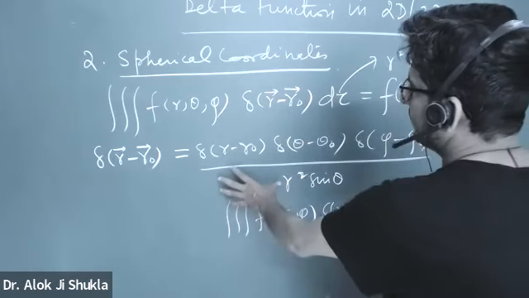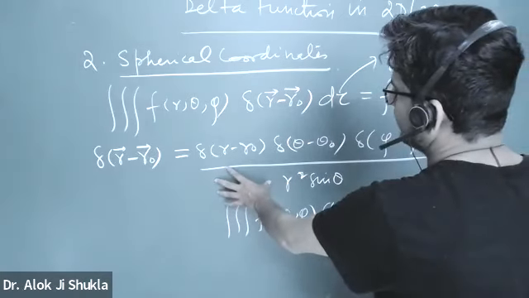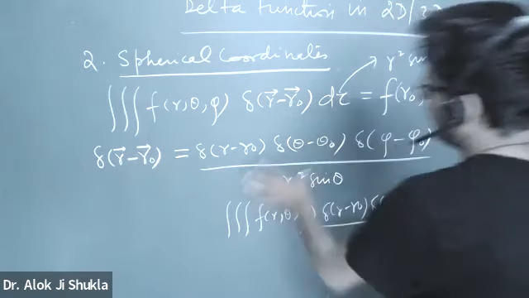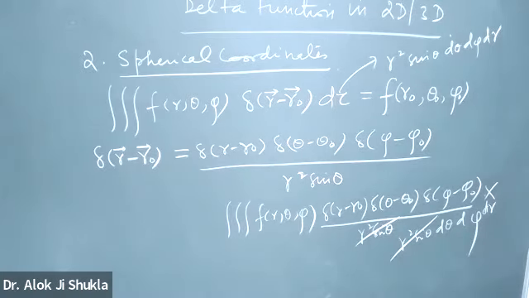So this is a previous year question of TIFR. What is delta(r vector minus r naught vector) equal to? That means what is the value of the Dirac delta function in spherical polar coordinates?